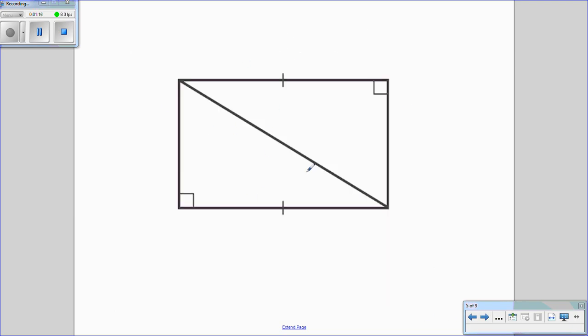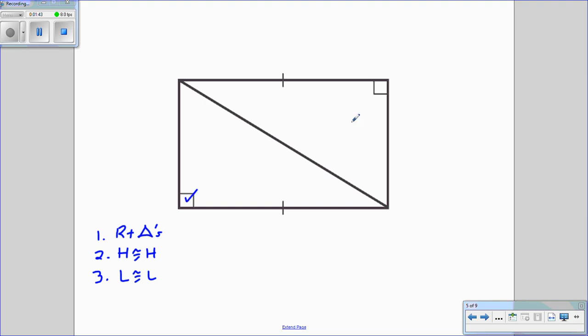So here's an example, okay? We're going to see if these triangles are congruent by the hypotenuse leg theorem. Now we need three things to happen, okay? Number one, we have to have right triangles. Number two, we have to have the hypotenuses congruent to each other. And number three, we have to have one leg congruent to another leg. All right, so let's go through our checklist here.